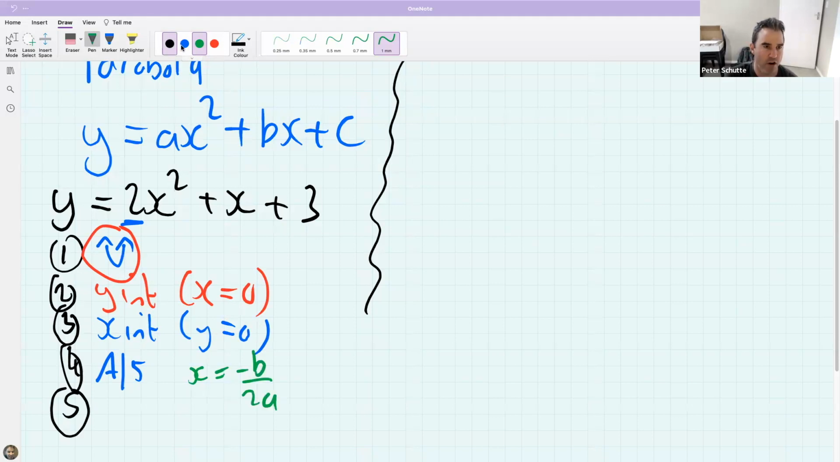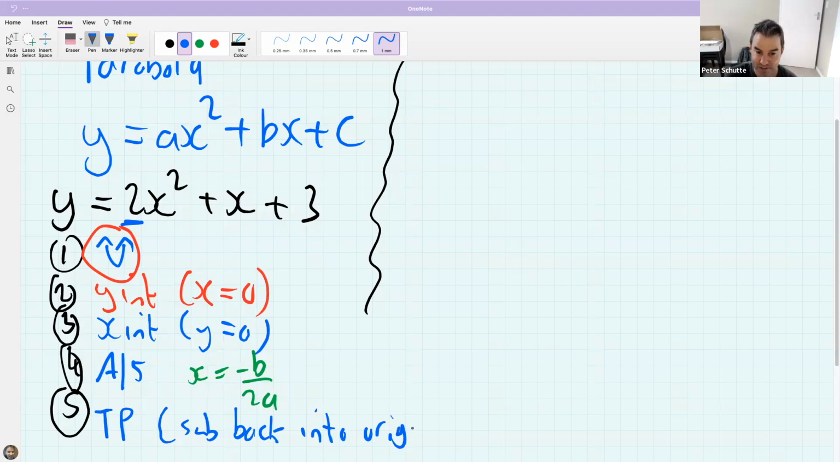Cool. You remember a lot. Last step. The last step, we have to find the turning point, where we have to substitute the x symmetry into the equation. I am very impressed. Thank you so much. I could not have said it better myself. Okay, so that is the 5-step process for drawing a parabola.